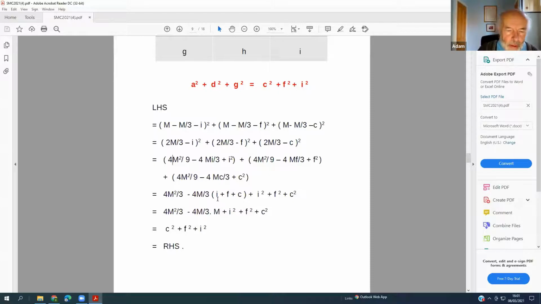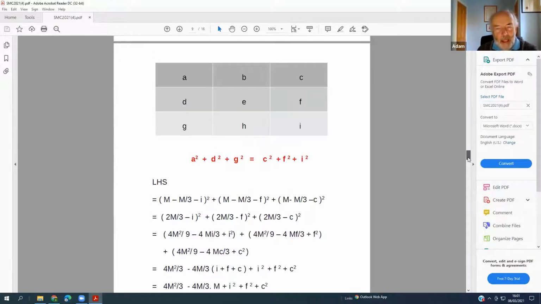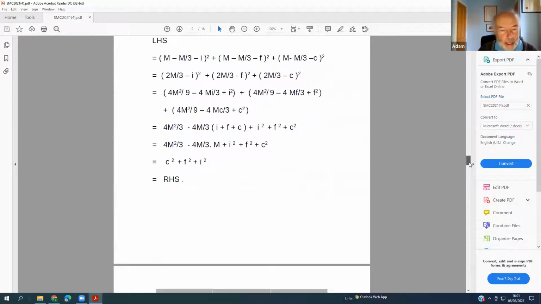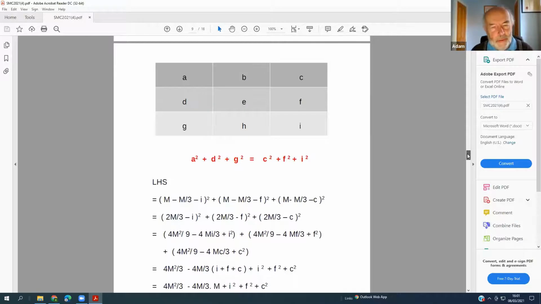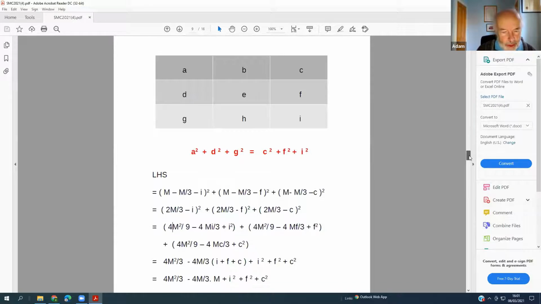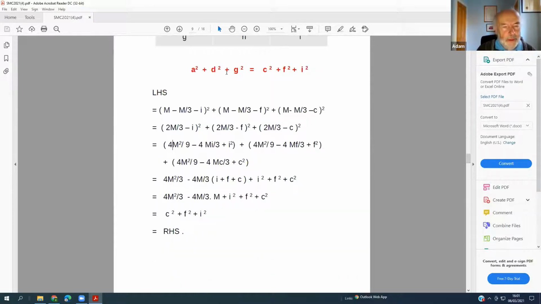And now, I plus F plus C. What is I plus F plus C? It's the third column added up. So that bracket is equal to m. And now see what happens. These two terms cancel, and you're just left with this. So what we've done there is taken a previous result, E equals 1/3 of m, to prove the next result: A squared plus D squared plus G squared equals C squared plus F squared plus I squared.